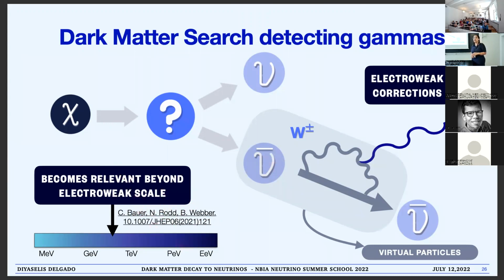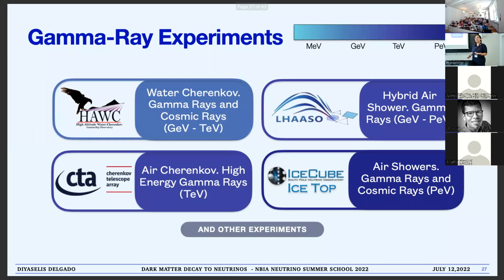It's a package called HDM spectra, if anybody needs it, that lets us compute the spectra of these neutrinos with the electroweak corrections. And for that, now we use gamma ray experiments. Again, they're all gamma ray experiments, so there's nothing fancy about them, other than their ability to probe different energies.